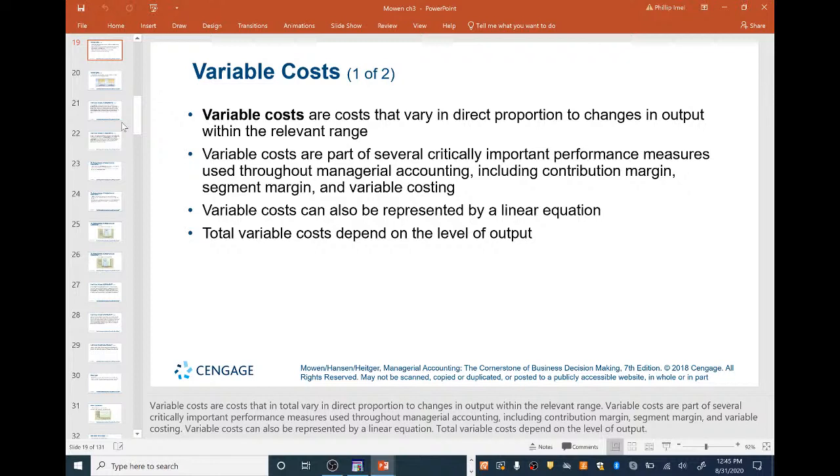Variable costs can also be represented by a linear equation. And once again, total variable costs depend on the level of output, okay? So obviously we know that. Total variable cost depends on the level of output, because as the amount of output increases, usually variable costs increase. Same thing on the opposite end of the spectrum. If they decrease the level of output, usually variable costs decrease. So once again, total variable costs are dependent upon the level of output.